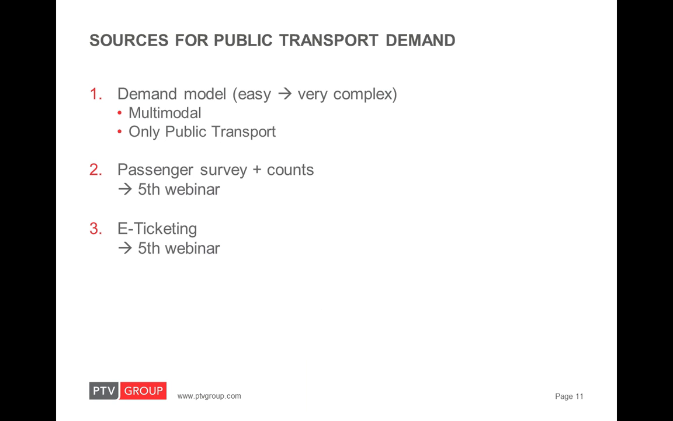There are different sources for public transport demand. One source could be a demand model. These demand models can range from very simple to very complex. It can be, on the one hand, only looking at public transport, but it also can be a multimodal demand model considering all modes of transport. Another source can be passenger surveys and counts, and also e-ticketing. Both of those will be discussed in more detail in the 5th webinar when we talk about e-ticketing and passenger surveys.